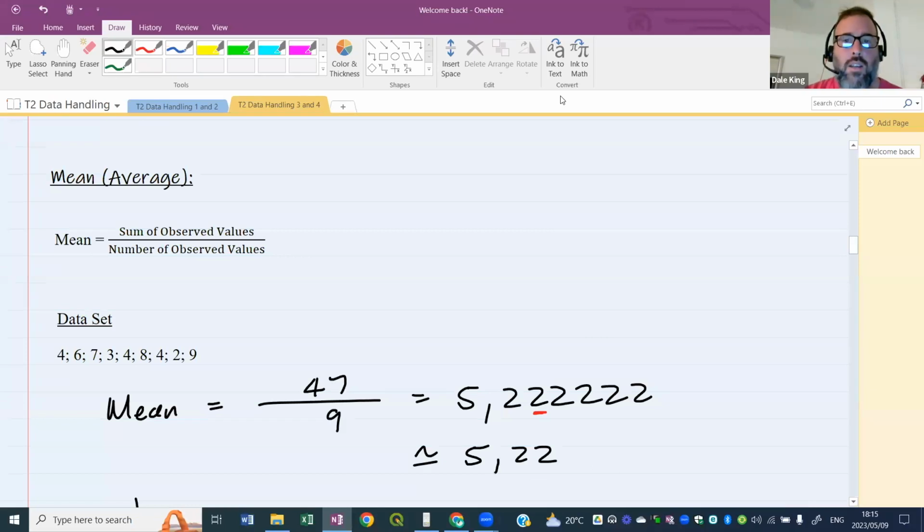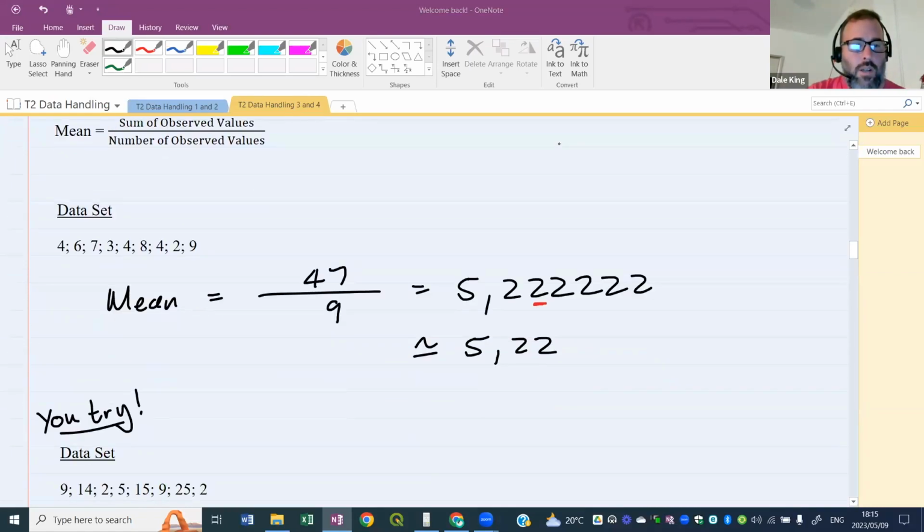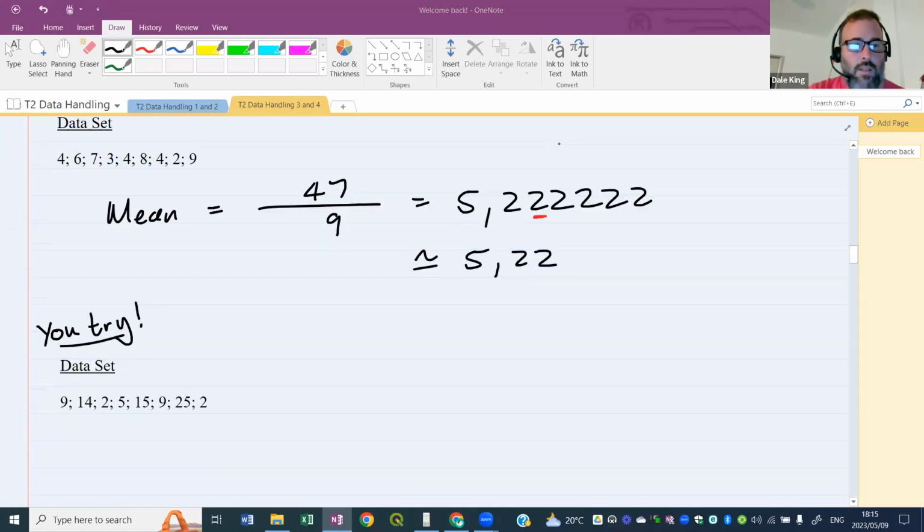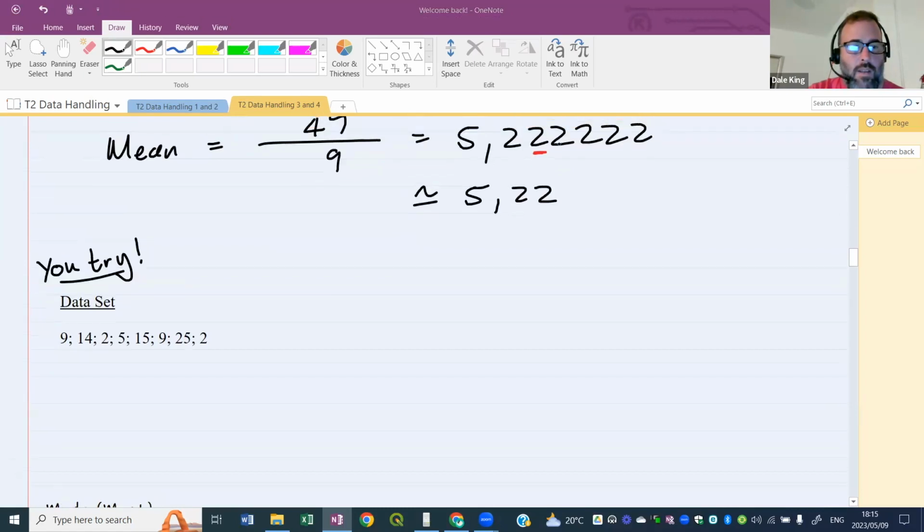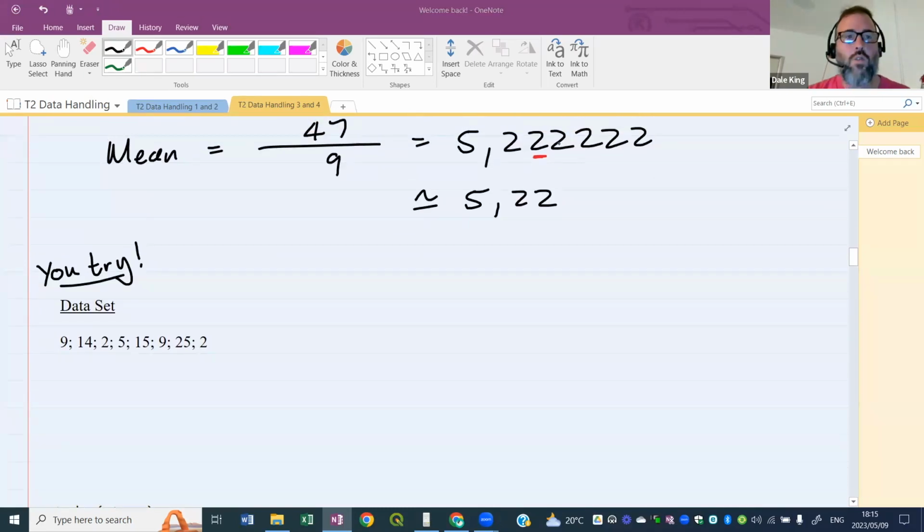All right. Now it's your turn. You guys are going to try and we're going to check it. So there's your data set. There it is. I'm going to give you 2 minutes to do it. Those calculator buttons are going to be clicking away. Off you go. You've got 2 minutes to work out the mean of this new data set.